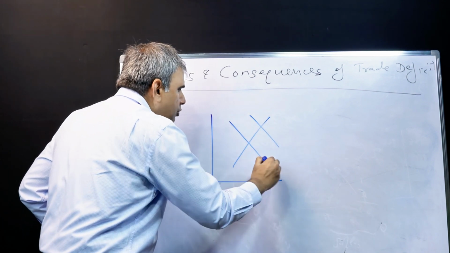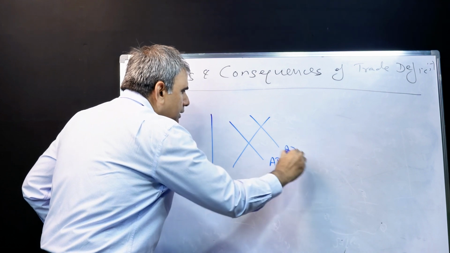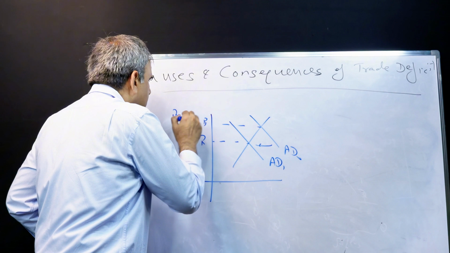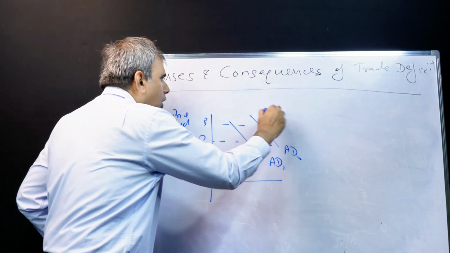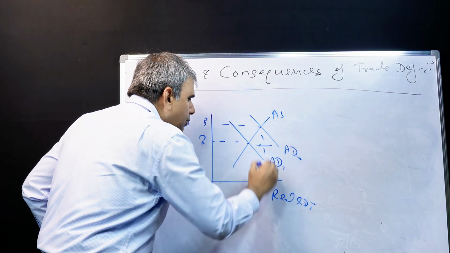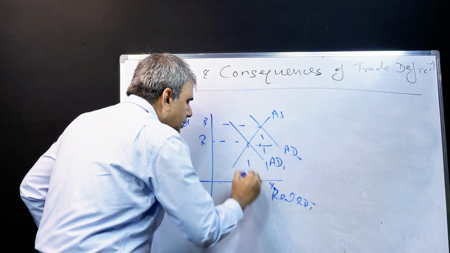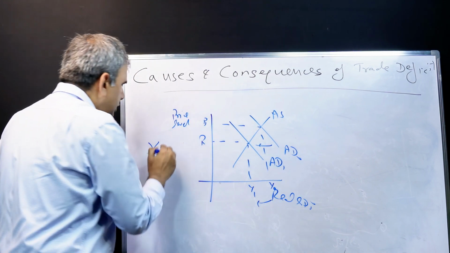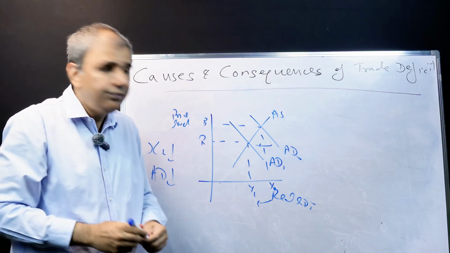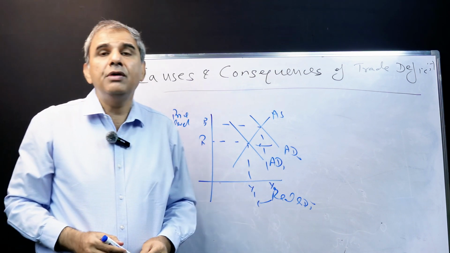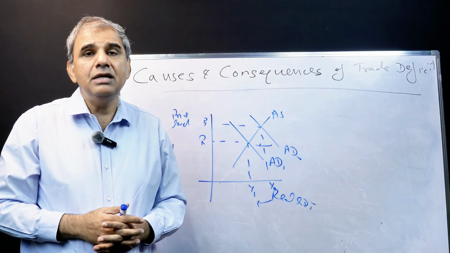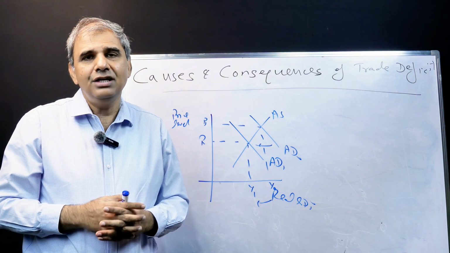and lower AD would mean lower real GDP. Always label all curves properly. So what happens when net exports fall? When net exports fall, AD falls, and because of fall in AD, real GDP and employment fall. So one of the consequences of trade deficit is rising unemployment and falling real GDP.